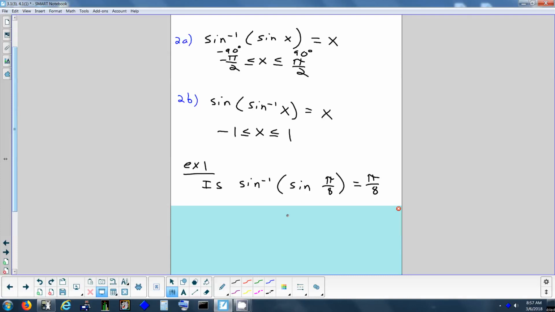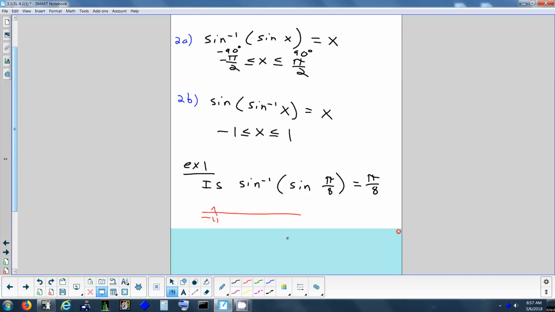And Brady, what is pi over 8? Degrees or radians? It's radians. So for radians, we're supposed to be between negative pi over 2 and pi over 2. Is pi over 8 between those two numbers? What do you think about Sam? No. No? Let's think of it as like a number line.